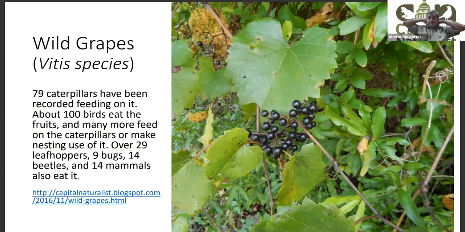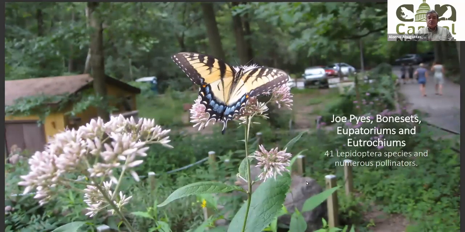And I encourage people that when you see them out there, try to learn the difference between porcelain berry, which grows very, very fast, and wild grapes. I think we have 12 different local species that are wonderful to have around. Okay, on to the next one. I apologize, I'm going a little bit long.